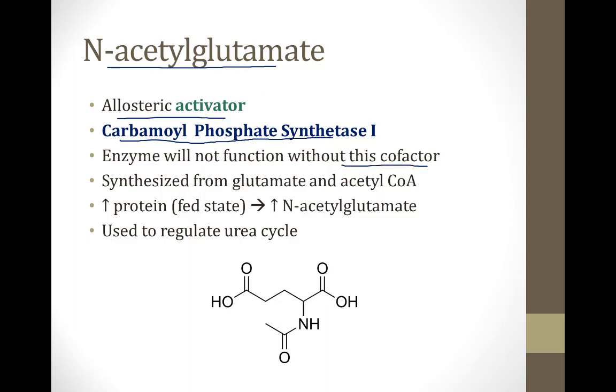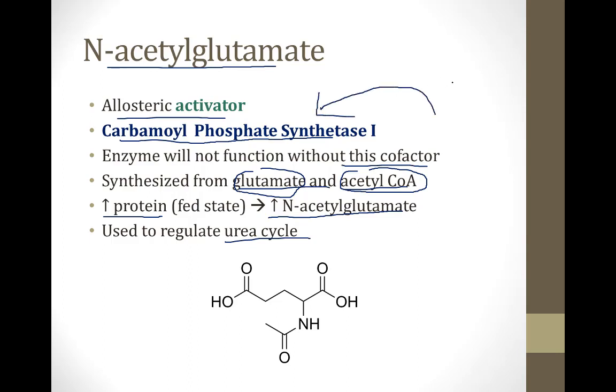N-acetylglutamate is synthesized from glutamate and acetyl-CoA, and when you ingest large quantities of protein in the fed state, you will have high levels of glutamate coming from the proteins. In addition, you will have high levels of acetyl-CoA coming from the metabolism of carbohydrates and fat, and thus you will have higher levels of N-acetylglutamate, and this will serve to activate the urea cycle. And this is the manner in which the urea cycle is regulated because, as I told you before, carbamoyl phosphate synthetase 1 catalyzes the rate limiting step, and therefore this activator can control the activity of the urea cycle as a whole.